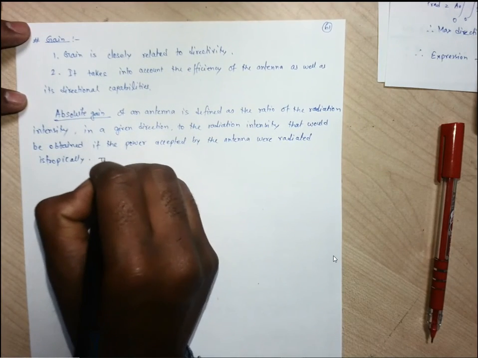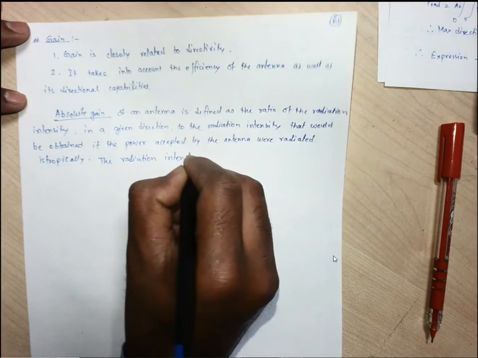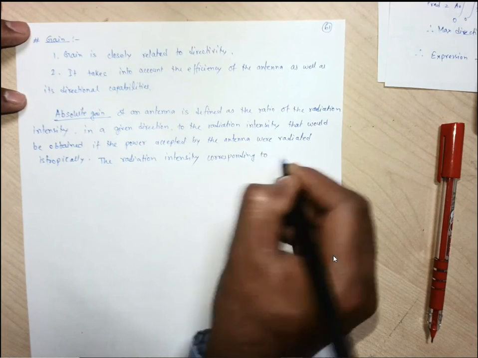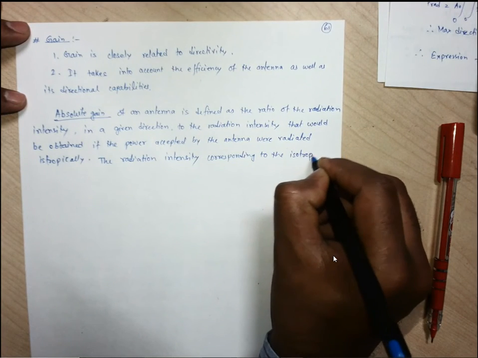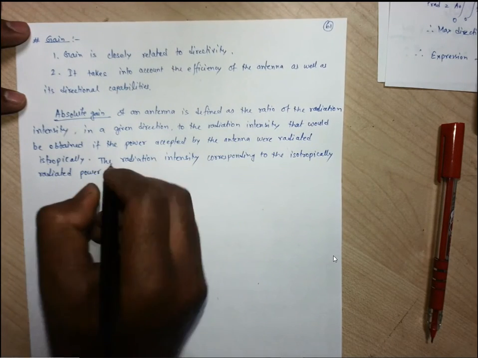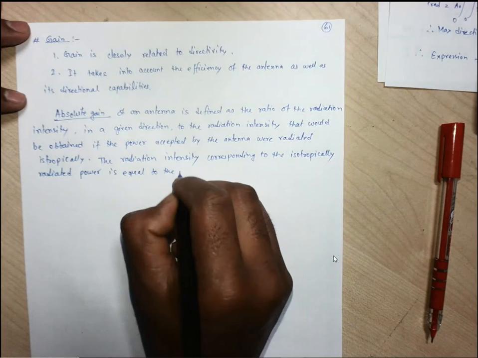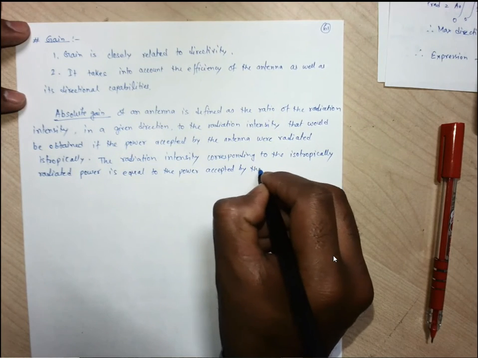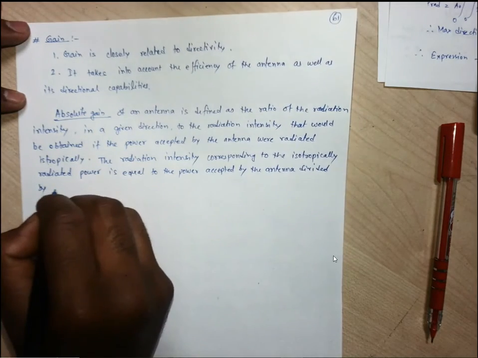The radiation intensity corresponding to isotropically radiated power is equal to the power accepted by the antenna divided by 4π, same thing.